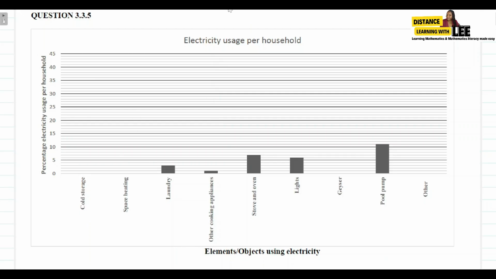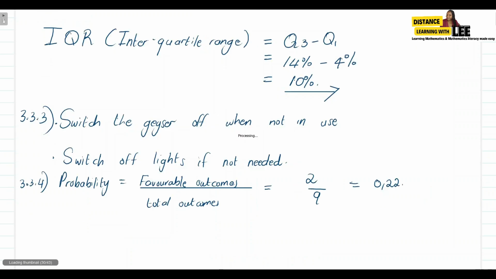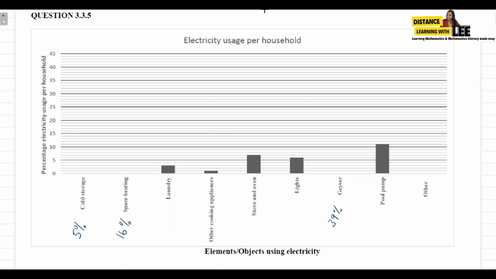Okay, so what was the cold storage percentage? 5%. What was the space heating percentage? 16%. What was the geysers percentage? 39%. What was the other percentage? 12%. Okay, so all that is left for us to do now is just draw our vertical bars, right? Please pay careful attention to the width of these bars. Okay, so if the width from here to here is, for example, let me just say 5 millimeters or 10 millimeters, then you need to ensure that the bars you're going to draw have the same width. Okay, so let's basically do the cold storage, right?